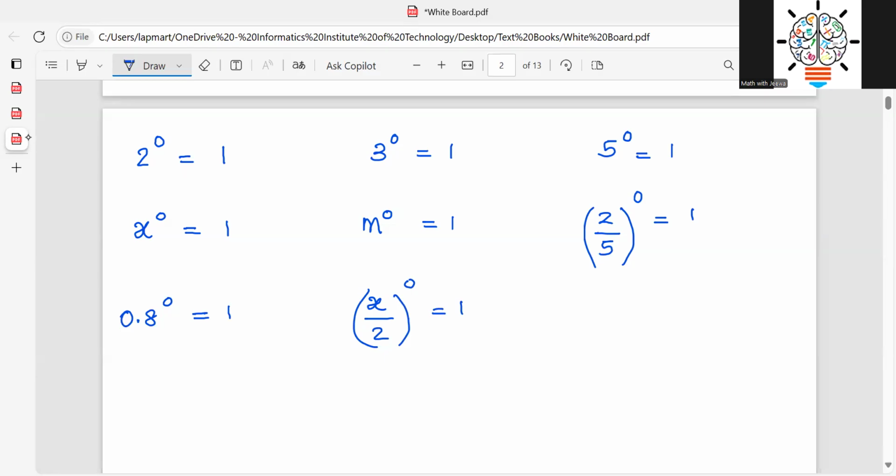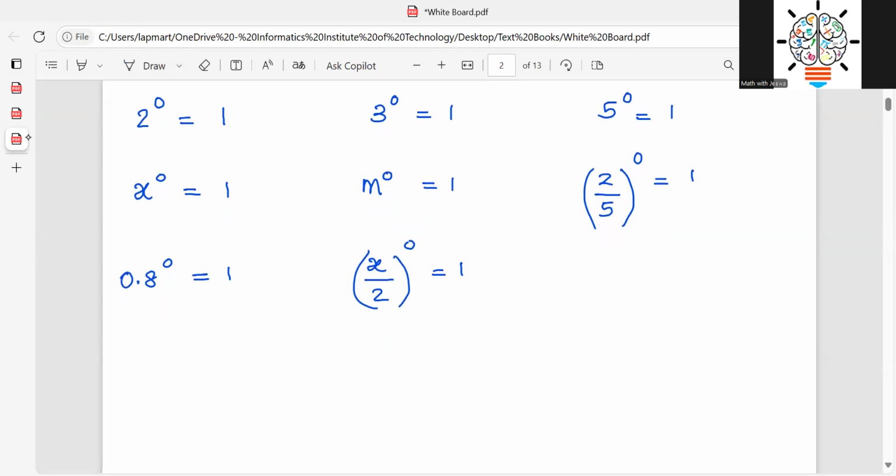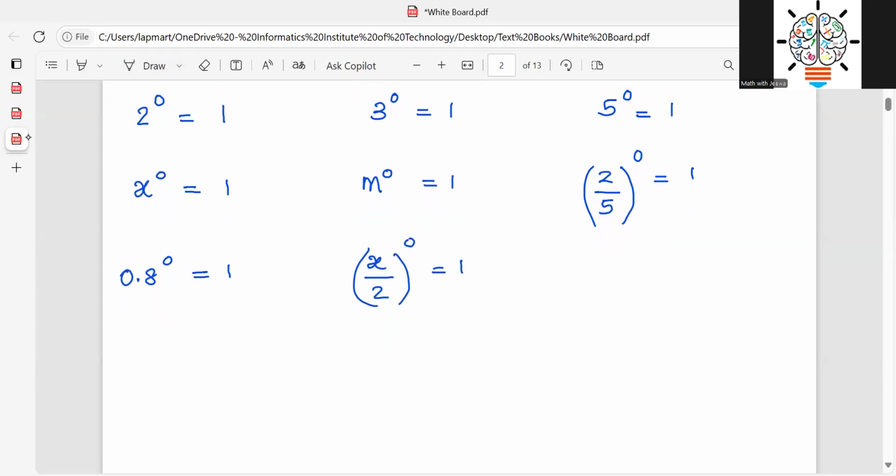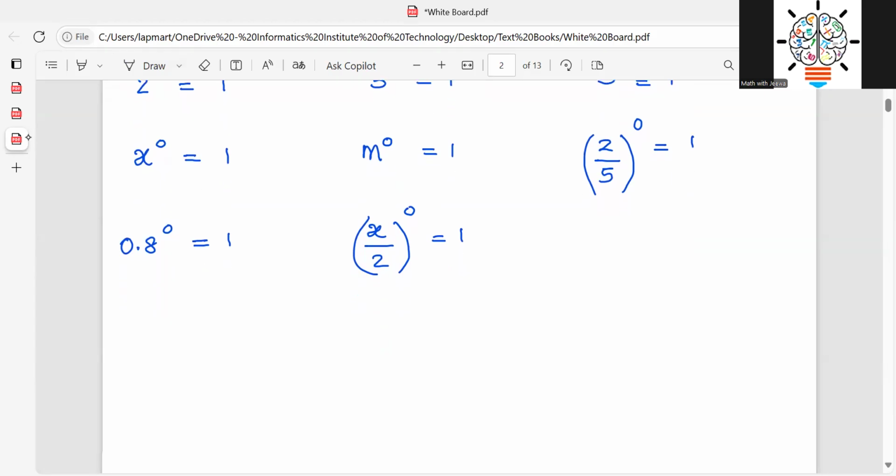Right? So you just look at the index value. If the index value is 0, whatever it is, the answer will be equal to 1. Index is 0, the answer is equal to 1. Now we'll see the other way around, right? So this is one theory. We have done these things in grade 7, but I'm just revising. 2 to the power of 0, 3 to the power of 0, any base value. Index is 0, the answer is 1.